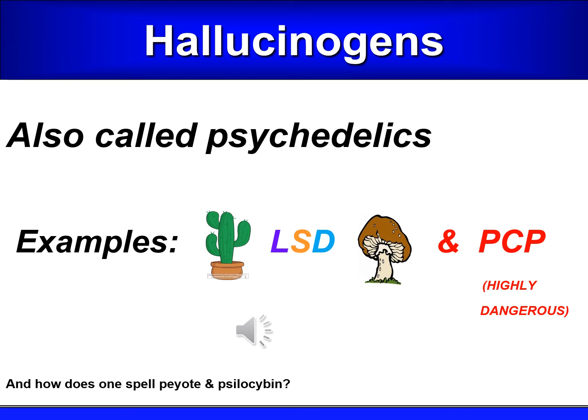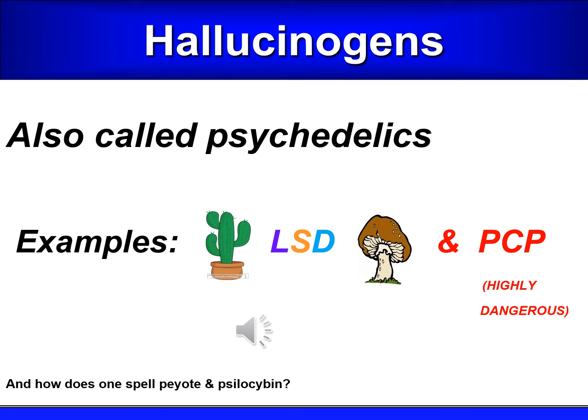Let's consider the drug class known as the hallucinogens or hallucinogenics, but they're also called the psychedelics. Perhaps you've heard the phrase, the psychedelic 60s. Examples would include the cactus of the Midwest, one particular variety. Do you know its name? It would be peyote, LSD, D-lysergic acid diethylamide, and no, you don't need to know that, LSD. What's the fancy term for the variety of mushrooms that produce psychedelic effects? Psilocybin. And the very dangerous PCP.